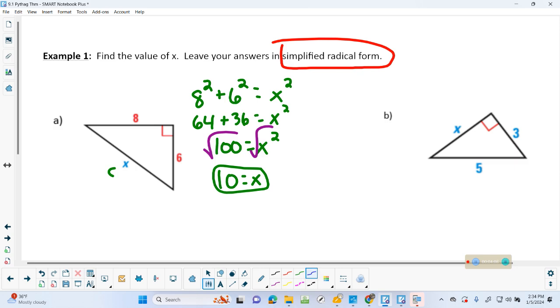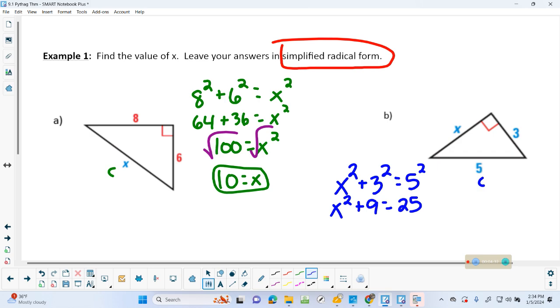All right, B. Question of the day. What side is the hypotenuse? 5. So it doesn't matter if you start with the x or the 3. I said x first, so I'm going to start with that. x squared plus 3 squared. Now again, I'm going to do a little mental math. We know 3 squared is 9. 5 squared is 25.